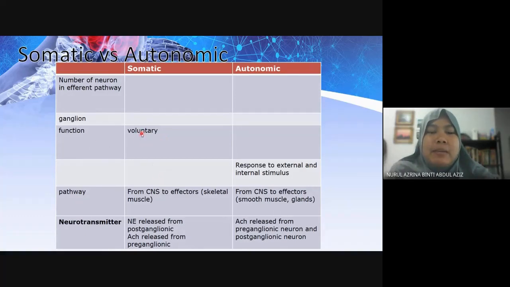Okay, but I give you some clue. Somatic is involved in voluntary. What about autonomic? So, you can see. And then I put here autonomic response to external and internal stimulus. What about somatic? So, put it here. Okay. And then the presence of ganglion. Ada atau tak ada? Which one yang ada, which one yang tak ada? Number of neuron in the efferent pathway. So, lengkapkan ni dulu. Alright. So, we are going to discuss this in the next class. Boleh?